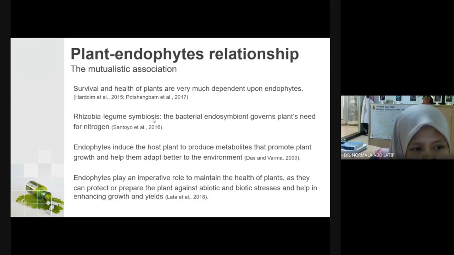Endophytes play an imperative role in maintaining the health of plants, and they can protect or prepare the plant against abiotic and biotic stress, and help enhance growth and yields. For biotic stress, they help their host plants protect against other pathogenic microorganisms. For abiotic stress, they prepare their host plants against salinity, heavy metals, organic metals, and other environmental stress.